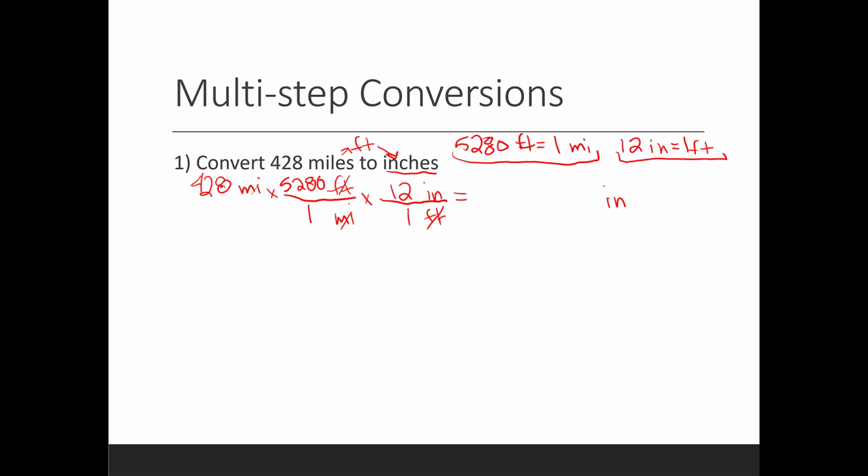Right? We know that there are going to be a lot of inches in 1 mile, much less in 428 miles. So we get this big number. We don't have to worry about the dividing, right? Because there's ones on the bottom. So we get this really big number, 27,118,080. That's what we get. That's how many inches are in 428 miles.